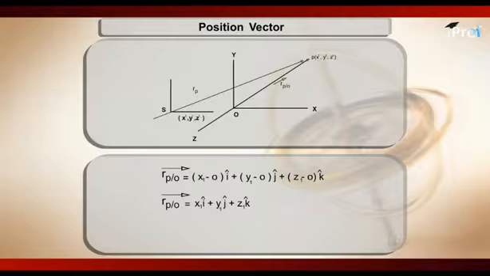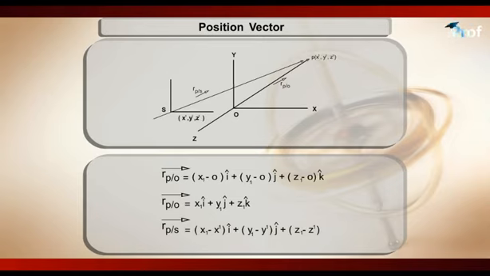This is RPS. RPS is the position vector of particle P in the reference frame S. RPS can be written like this: (x1 minus x dash) i cap, (y1 minus y dash) j cap plus (z1 minus z dash) k cap. So you must have seen that if the reference frame is changed, the equation of position vector automatically gets changed.